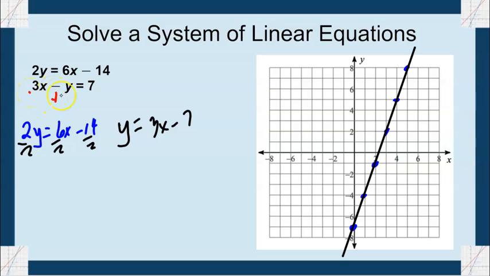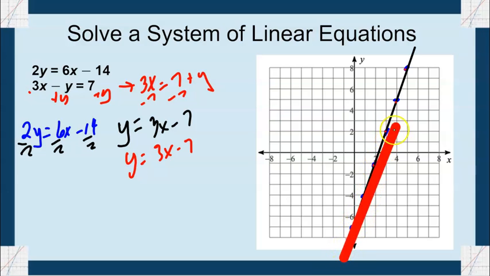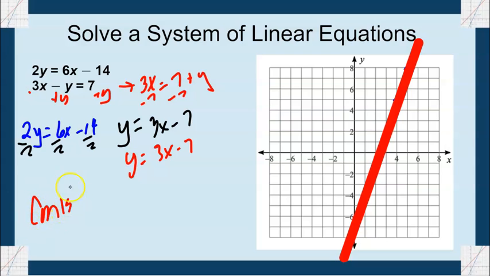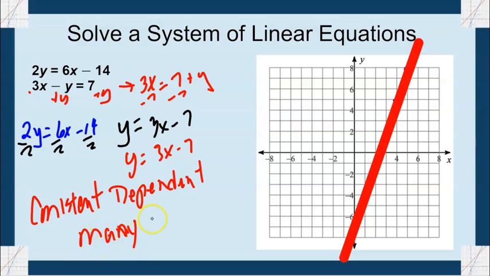And then our second example, here I'm going to get y by itself. So one way I could do this is I'm going to add y to both sides, which is now 3x equaling 7 plus y. If I subtract 7 on both sides, I now have y equals 3x minus 7, which you'll notice are the exact same points that I had before. So now if I were to draw my line here, this line would just go all the way through here, which is the exact same line. So we would consider this one consistent and dependent, which means you would have many solutions.